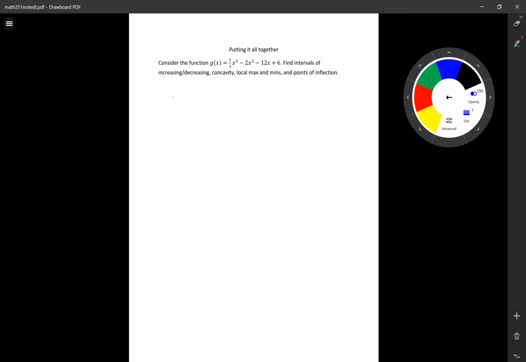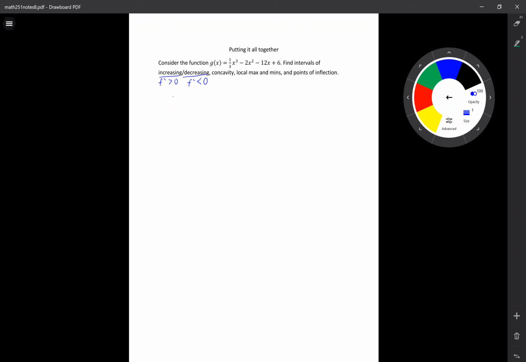So we have the function g of x equals 1/3 x cubed minus 2x squared minus 12x plus 6. And we want to find the intervals of increasing, decreasing, concavity, local maxes and mins, and points of inflection. All of the things. So let's go through these one at a time. First, we want to find intervals of increasing and decreasing. Remember, increasing means that f prime is greater than 0, and decreasing means f prime is less than 0.